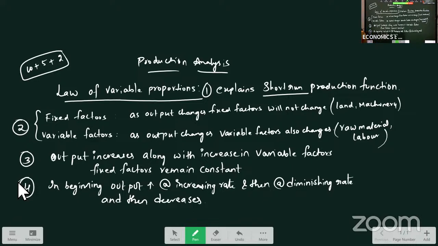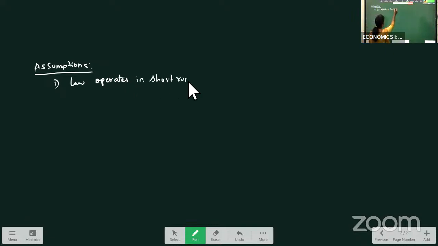Okay, now let us explain the law. Just see the assumptions of the law. Assumptions are compulsory. You have to write these assumptions. First assumption: this law specially operates in the short run. Also, we assume that all the other factors remain constant.